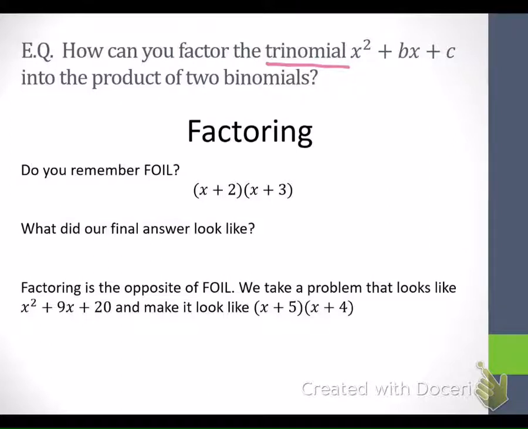Now, we're going to factor it into the product. So let's stop and talk about the word product. The product is the answer to what kind of a question? Or what kind of a problem? Multiplication. So we are going to create a multiplication problem of 2 binomials. Now, how many terms does a binomial have in it? 2. Okay? So we're going to take a trinomial and we're going to break it down into 2 binomials that we're going to multiply together.